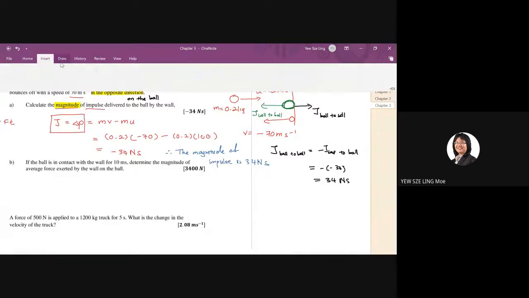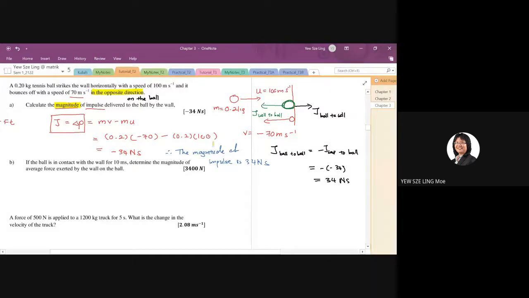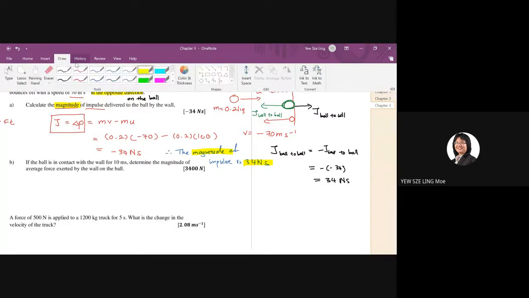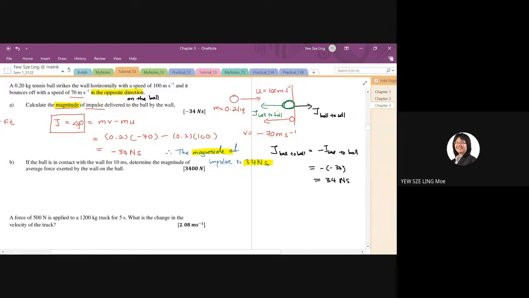Why? Because magnitude is very simple. Magnitude is not asking for direction. Therefore, you give it a positive value without telling whether it's going to the left or going to the right. Okay? So if you have a question that involves magnitude and you're unsure which impulse the question is asking for, then this is what I would say, cheating lah.